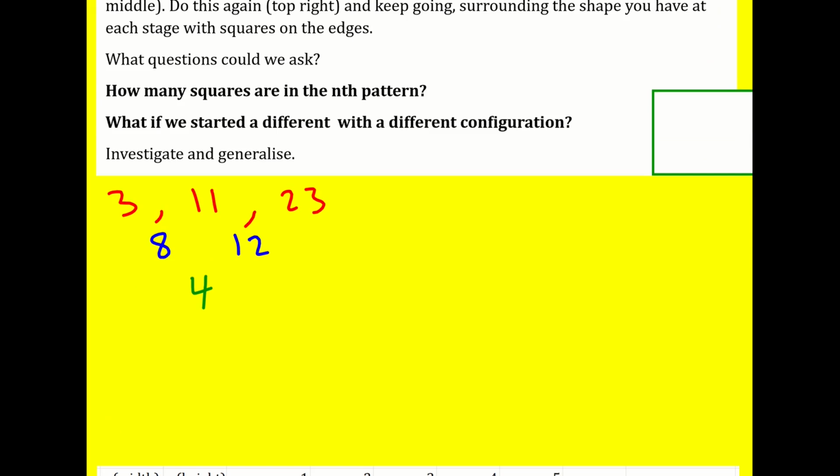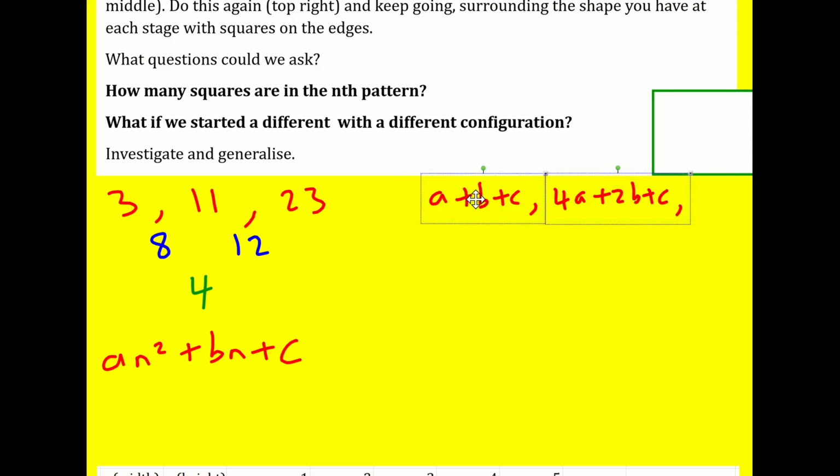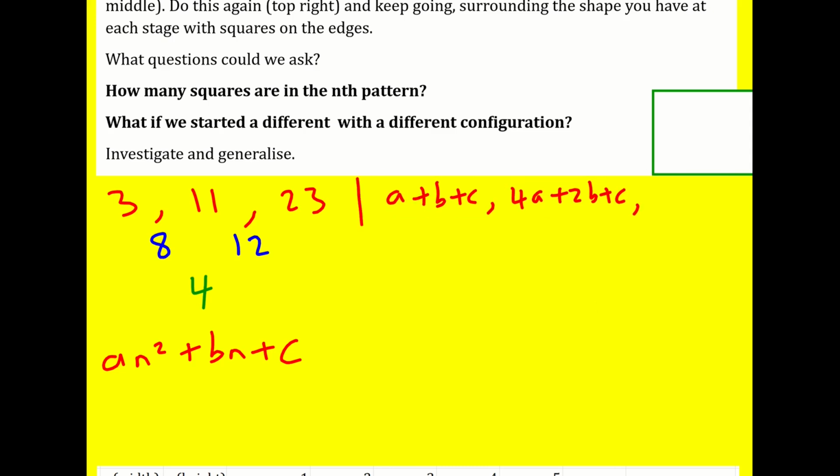Now let's write down our nth term for a quadratic sequence: an squared plus bn plus c. And I'm going to write down those terms. So the first term is going to be a plus b plus c. The second term is going to be 4a plus 2b plus c. And the third term is going to be 9a plus 3b plus c.